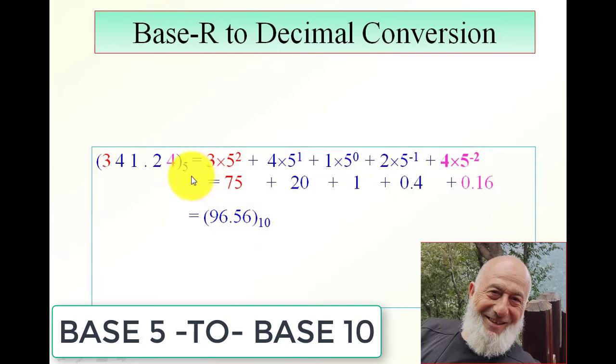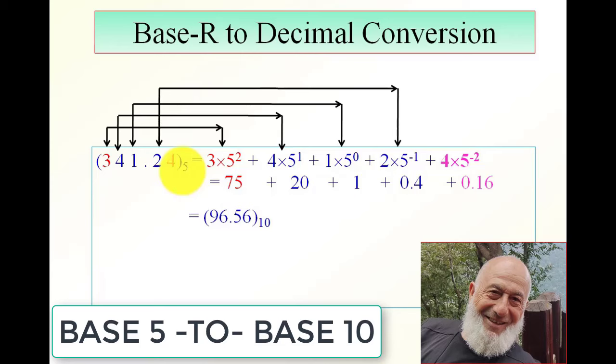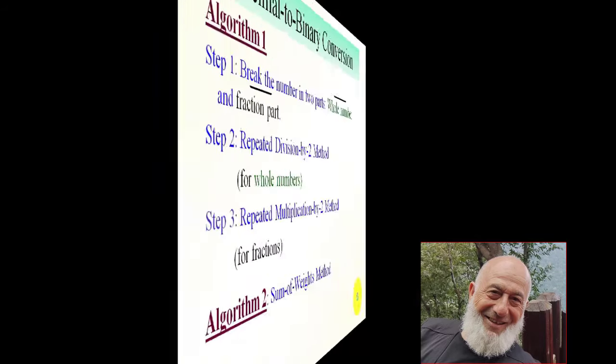Okay, in this example, we are required to convert from base 5 into decimal. Again, this number has a value which is 3 multiplied by the weight, which is 5 squared. This number's value is 4 by 5, which is 20. This number's value is 1 multiplied by the weight, which is 5 to the power 0. And then we add the values, and we get the final result.